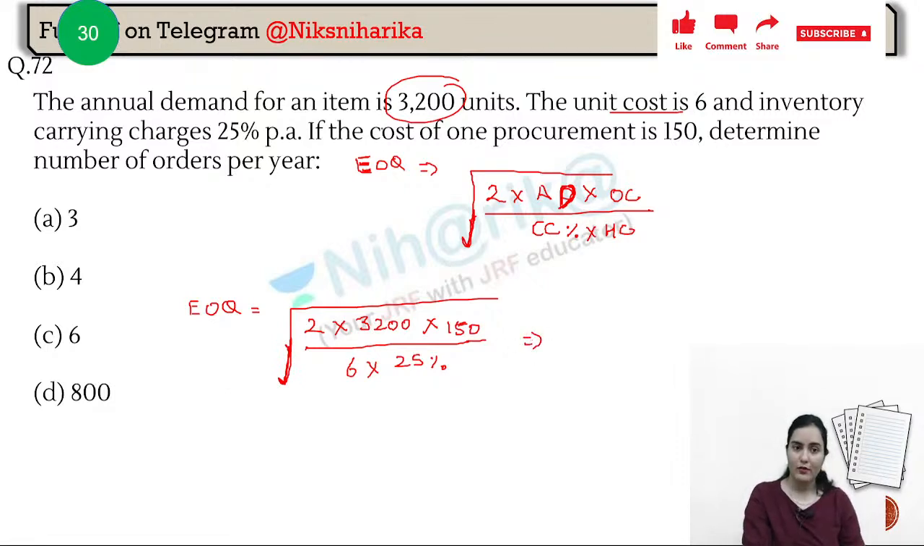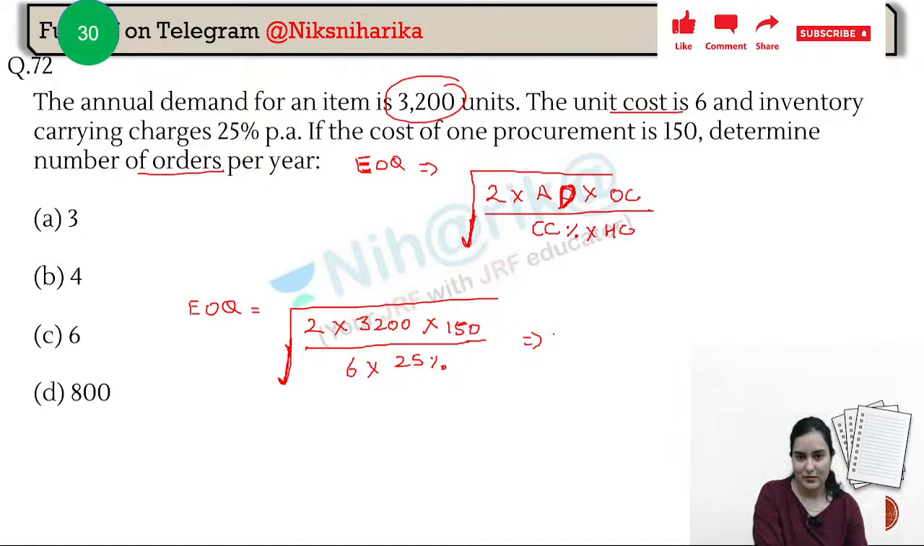Try to solve it. You have to determine the number of orders per year. Very good. Come on, I want an answer. I have just got one answer. Till now, I just got one answer.